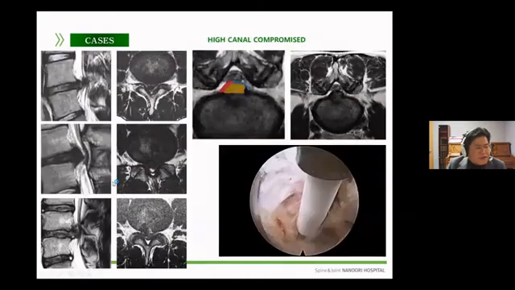In the cases of high canal compromise, you can see here the high canal compromise. In these cases, neural retraction is inevitable in open surgery, so neurological damage will inevitably follow. However, with a transforaminal approach, if possible, it can minimize such neurological damage and maximize the recovery of nerve damage without other structural damage. You can see here.